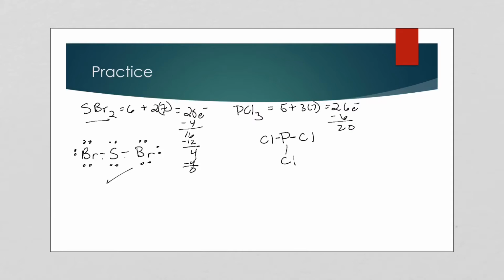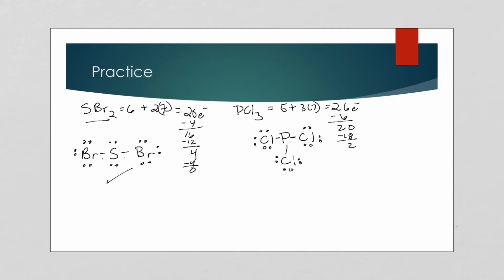And now I'm going to start using lone pairs to satisfy octets, starting with my terminal atoms. So I got 3 chlorines that are terminal. Each one is going to need 6 because it already has 2 from the bond. So it's going to be 6, 12, 18. Okay, so we have 18. So I'm going to go ahead and put those in. So used up an additional 18 electrons, 2 more.